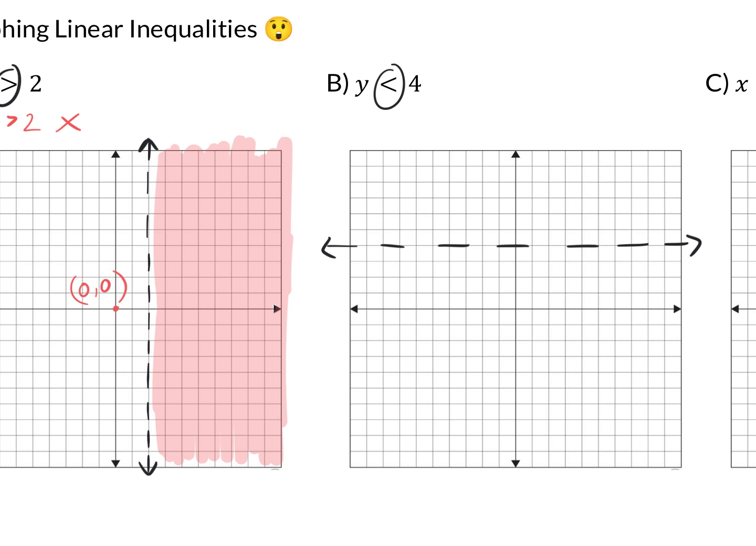Okay, I always choose the point 0, 0 as long as it's not actually on our line, just easiest to plug in. So if I plug in the point 0, 0, is 0 less than 4? Yes, it is. So that means I can shade where 0, 0 is. So I'm going to shade below the graph.